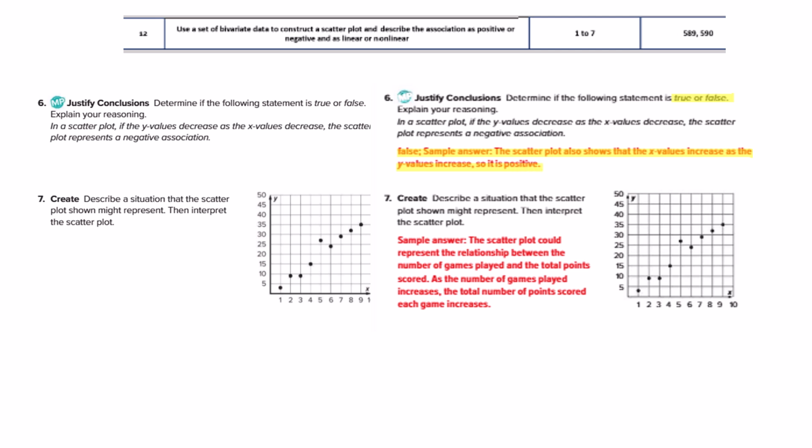And number 7, if you're looking at the situation that is presented here, it asks us to interpret it. So it could represent the relationship between the number of games played and the total points scored. And as the number of games played increases, the total number of points scored in each game also increases.